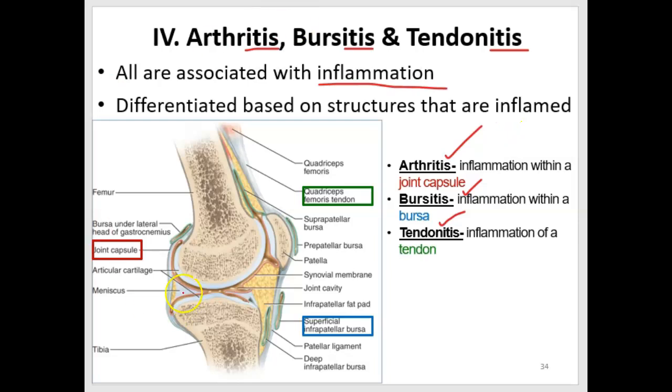So remember that the joint capsule inside here, this is the outer coating of the joint capsule, this is where inflammation would happen for arthritis. In terms of bursitis, we've got several green bursa here. There's one over here. I think the one that commonly gets inflamed is this one and this one. Certain workers that kneel on their knees a lot, they'll have bursitis. And then tendonitis would be in a tendon, a muscle tendon, inflammation there.